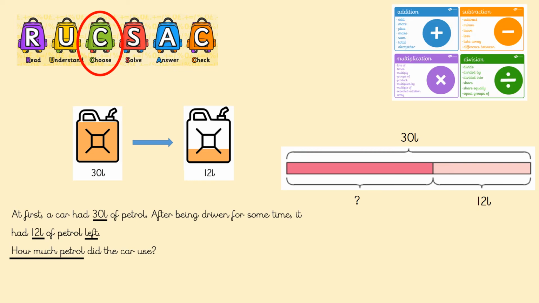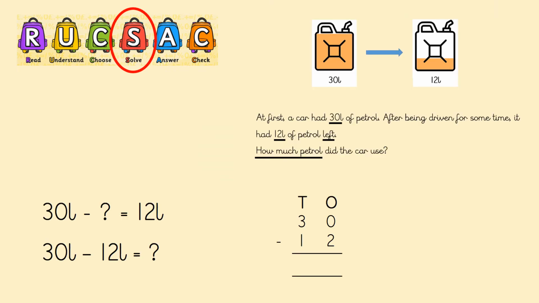If we think about our key words as well that help us figure out which operation to use, we can see that we're going to use subtraction. We've got the word left in our question, and if we look at our keyword poster, the word left isn't there, but leave is. And if we think back to SPaG, left is the past tense of leave.